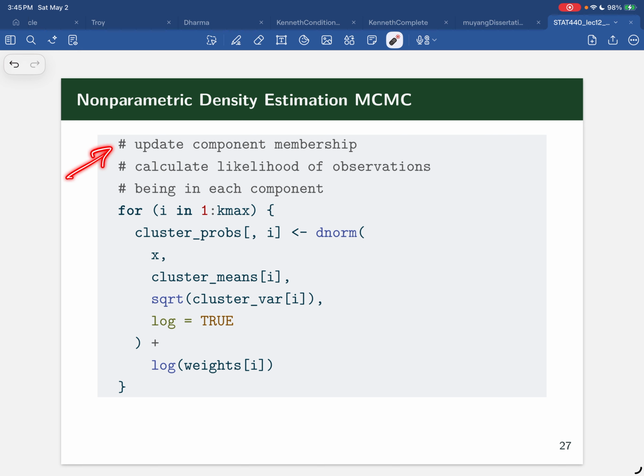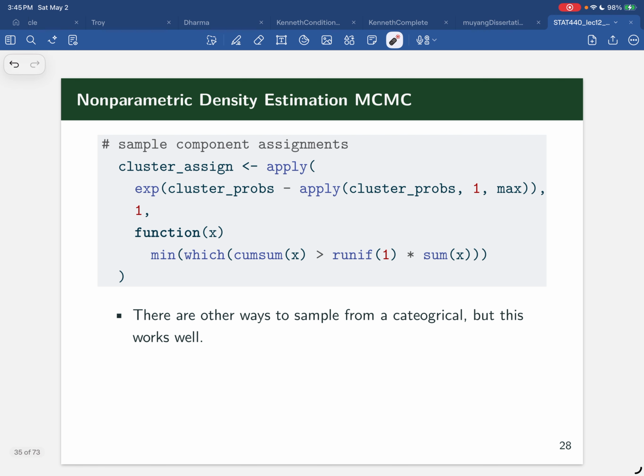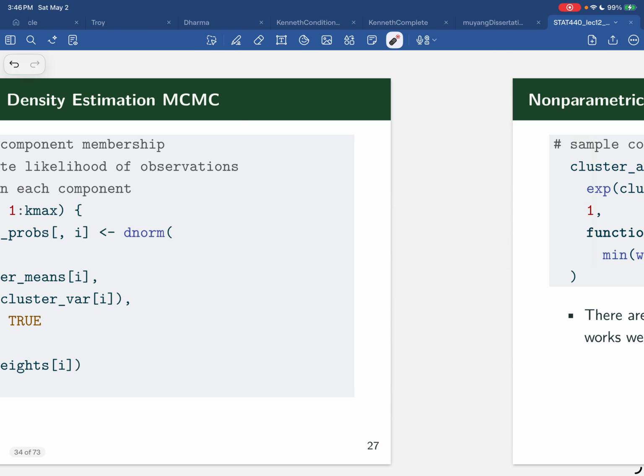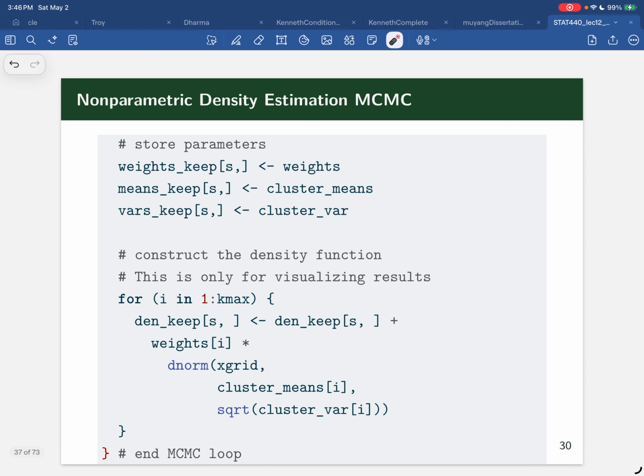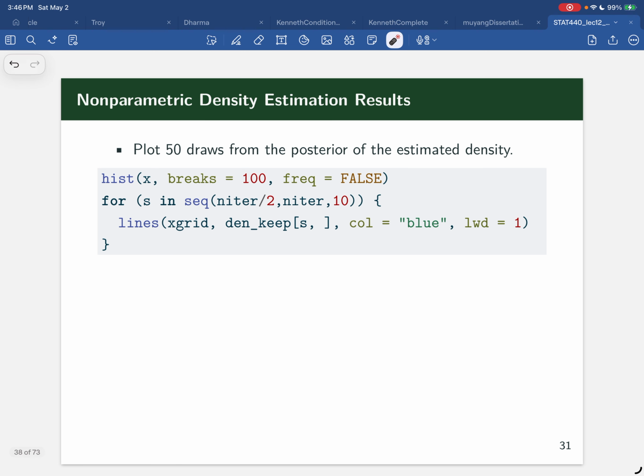Now we're going to update component membership. So this is the probability of being in each component. These are the cluster probabilities being updated. And then here is where we're going to update those component assignments. This is basically sampling from a categorical with the right cluster probabilities, which we got back here. We update the probabilities and store things, construct the density function.